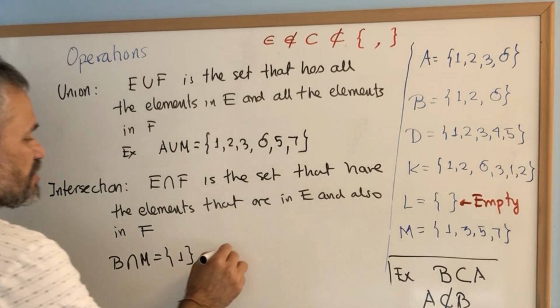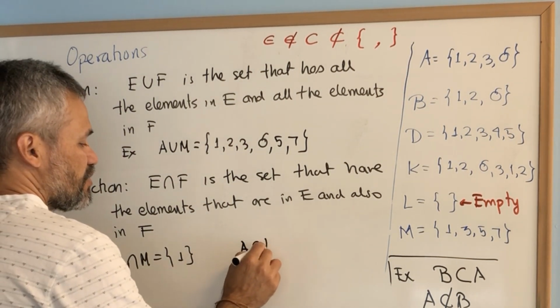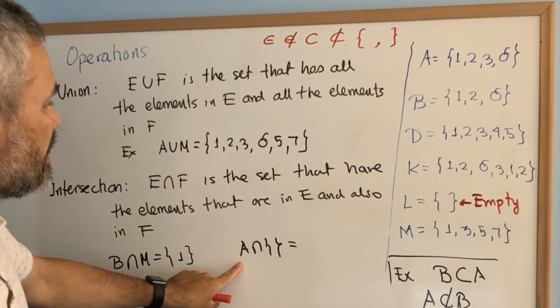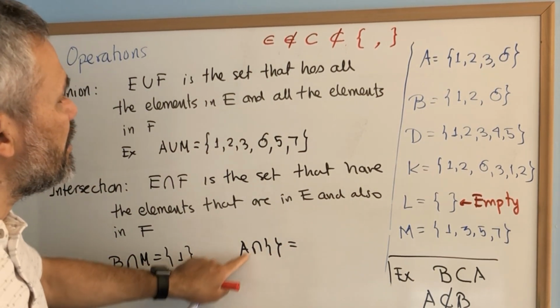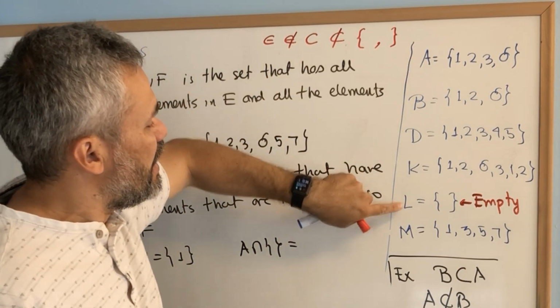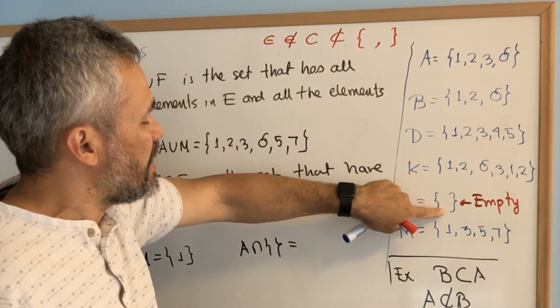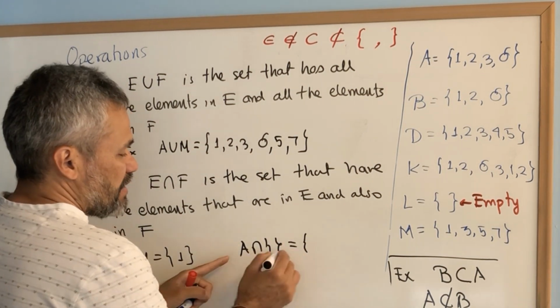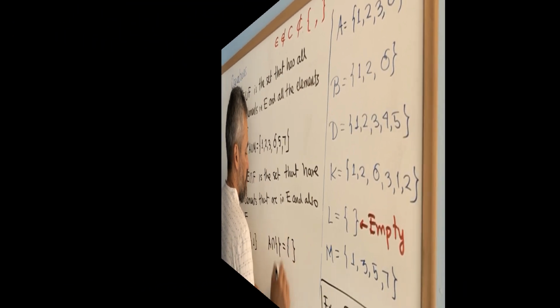What would be the intersection of A intersection with the empty set? Then in this case, an element is here if it is in A and is in the empty set, but the empty set has no elements. And for that reason, no element can be in the intersection.